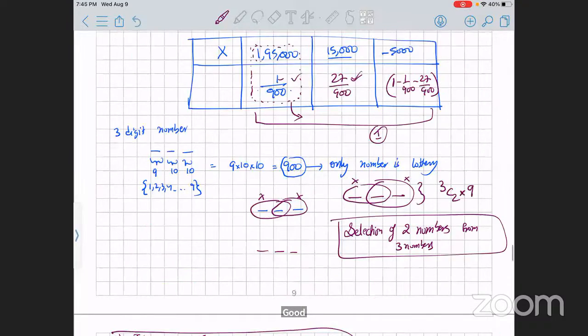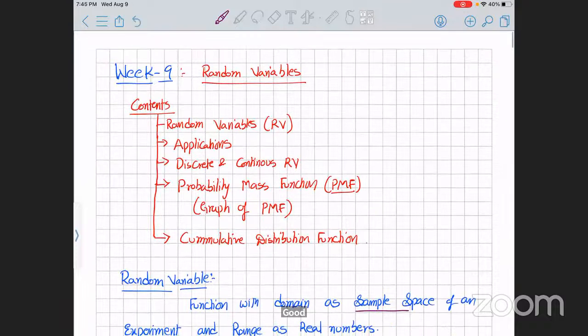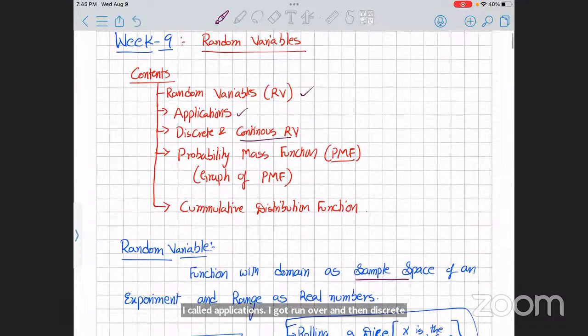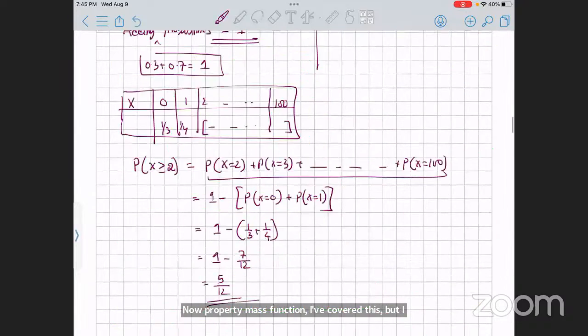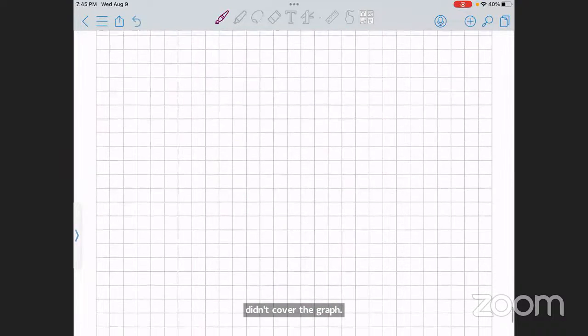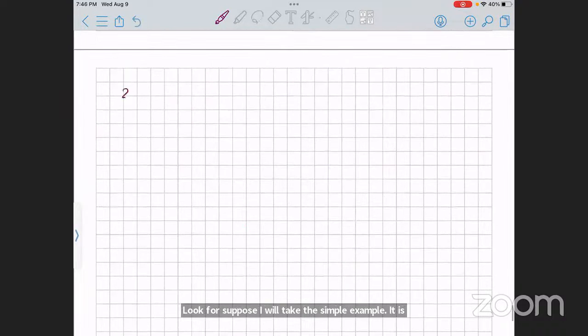What I covered here is applications, random variables, and then discrete random variables. I will cover continuous random variables, don't worry. Now, probability mass function, I have covered this, but I didn't cover the graph of PMF. Suppose I take a very simple example: 2 dice.